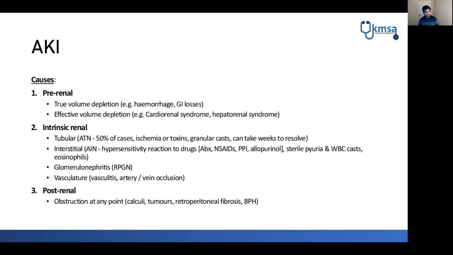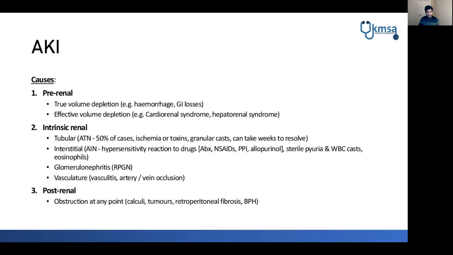So it can be caused by ischemia or toxins. So toxins can be either endogenous or exogenous. Endogenous toxins include things we make ourselves, like myoglobin in rhabdomyolysis or light chain proteins in multiple myeloma. And exogenous toxins, I'm sure you're all aware of, NSAIDs, aminoglycoside drugs, radio opaque dye, these type of things. The way to differentiate this is when you look at urine microscopy, you see these granular casts, and often, like I said, these can take weeks to resolve.